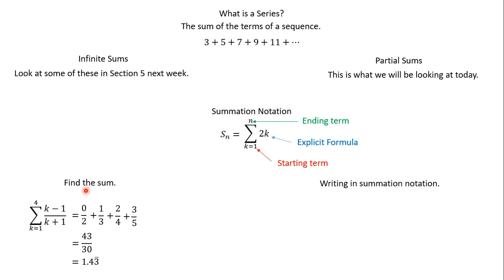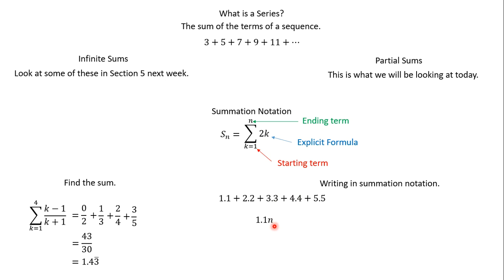If we want to write it in summation notation, we're going to have to find an explicit formula, which is what we did yesterday a few times, and then figure out how many terms we need. So if we have something like this, 1.1 plus 2.2 plus 3.3 plus 4.4 plus 5.5, we need to find an explicit formula. So how do we get from 1 to 1.1? 2 to 2.2, 3 to 3.3, 4 to 4.4, 5 to 5.5. We multiply by 1.1. It's just 1.1n. And that's our explicit formula.